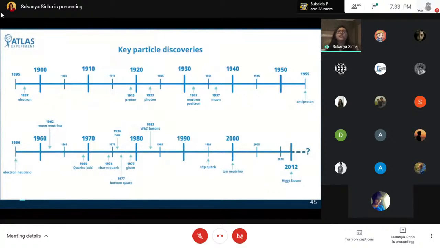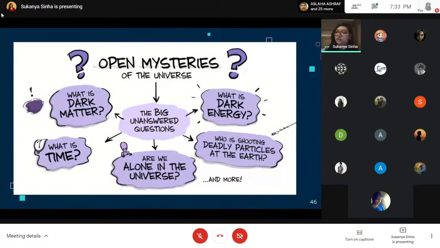I was here. So getting back to the main talk, this is a chart which says what the key particle discoveries were from the early 1900s to what happened till 2012. So now I would like to discuss something which is happening now. Even after the Higgs boson discovery, do we know everything, or are there questions which are still open? Yes, we do not know everything.